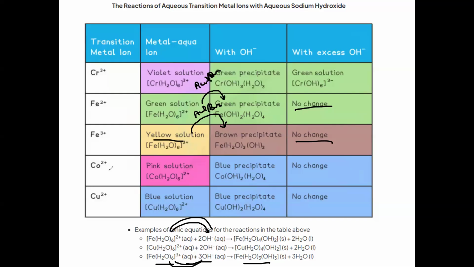It means iron 3 hydroxide is also not an amphoteric hydroxide. Then we have cobalt, which is a pink solution. When we add sodium hydroxide, what will be the result? It will produce cobalt hydroxide. That is again the acid-base reaction. And then in excess, the precipitate does not dissolve.